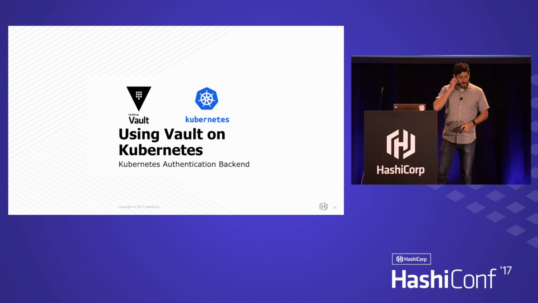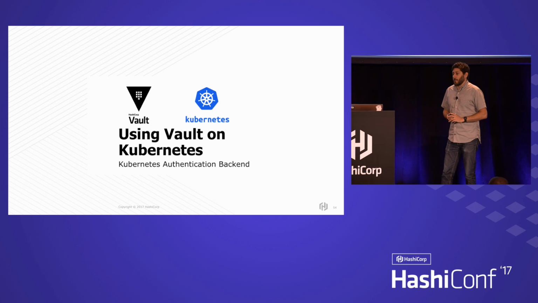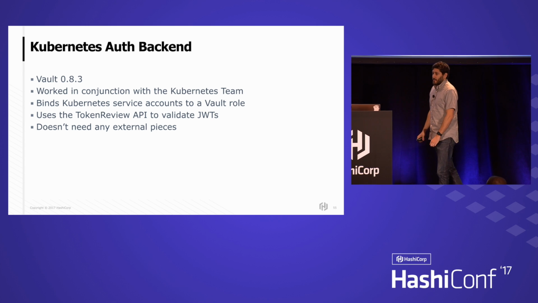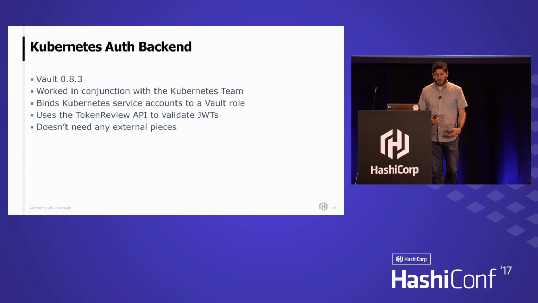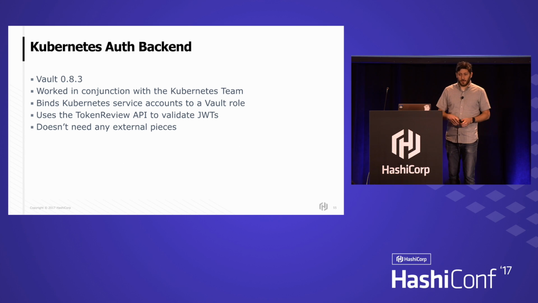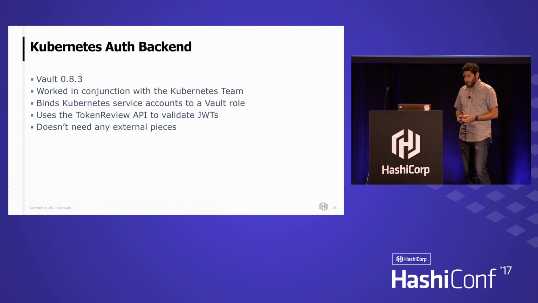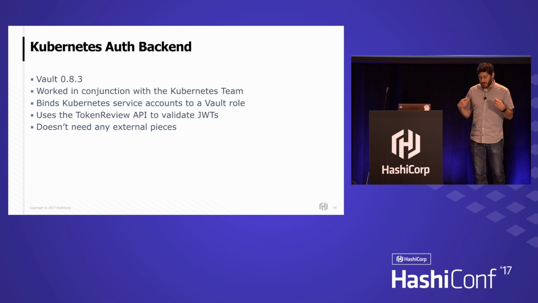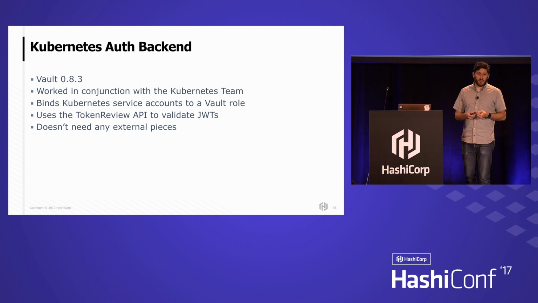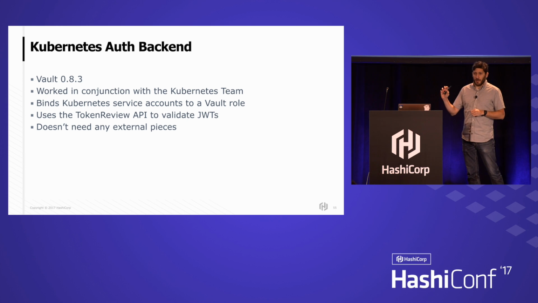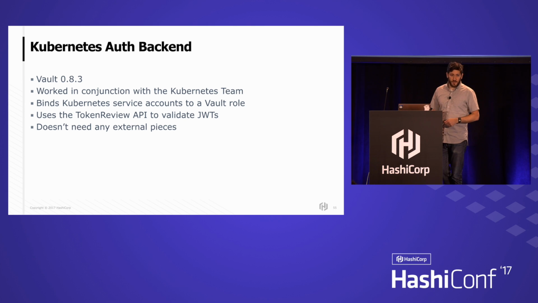So next, I want to cover the new Kubernetes auth backend that we launched yesterday. This came out in Vault 0.8.3, which was yesterday. To build it, we worked in conjunction with the Kubernetes team to help design how it should work. The way it works is it takes Kubernetes service account tokens. A service account is a form of identity within Kubernetes, and it takes that token and binds it to a few settings within Vault.